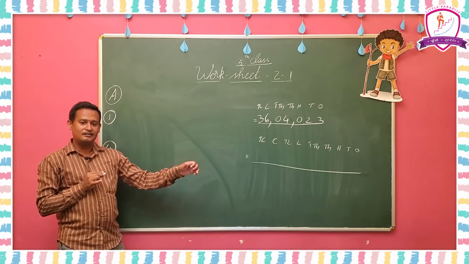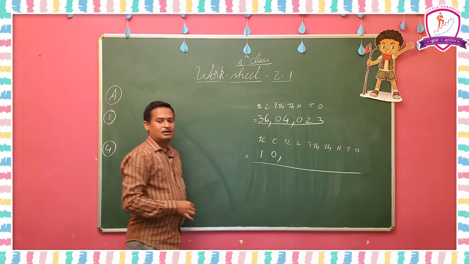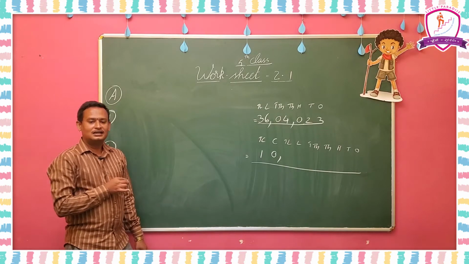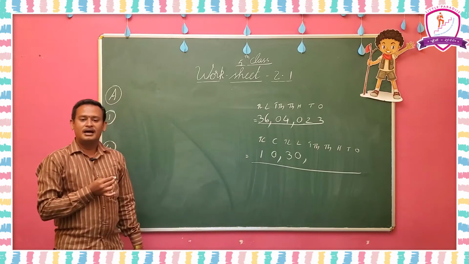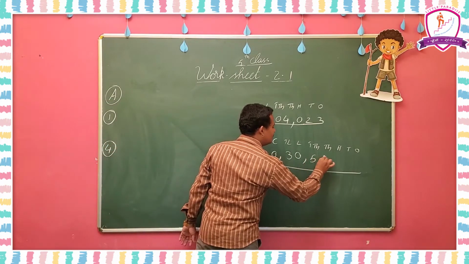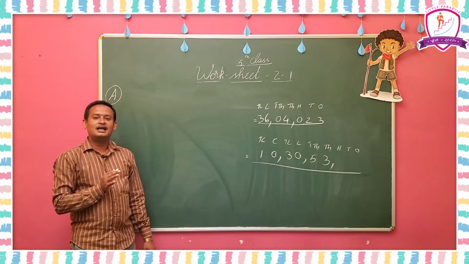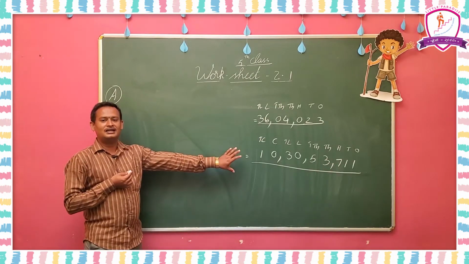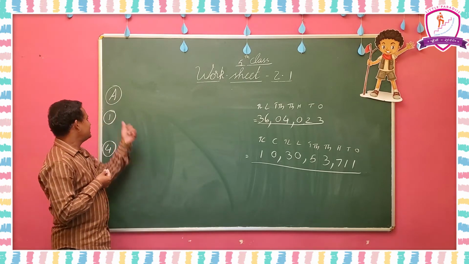Then again read the number: 10 crores. 10 crores means 10 in the crores period, then a comma. Next 30 lakh: 30 in the lakhs period, after that a comma. Next 53,000: 5 in the 10,000s place, 3 in the thousands place, 53 in the thousands period. And next 711. You write it like this. So like this you write the number for the number name. Understood?